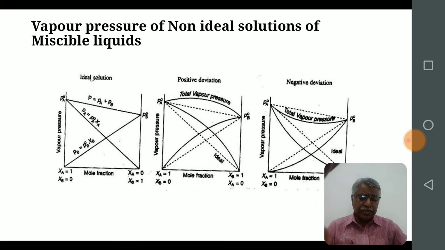In another type, that is, the real solution of type second, show large positive deviation and the total vapor pressure curve rises to a maximum which is above the vapor pressure of each of the pure components. And in case of the third type, real solutions of type 3 show large negative deviations and the total vapor pressure curve dips to a minimum which is below the vapor pressure of either of the pure constituents.